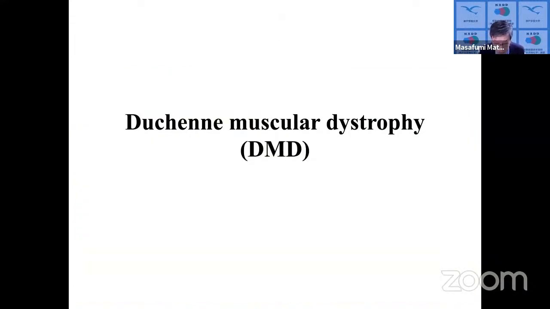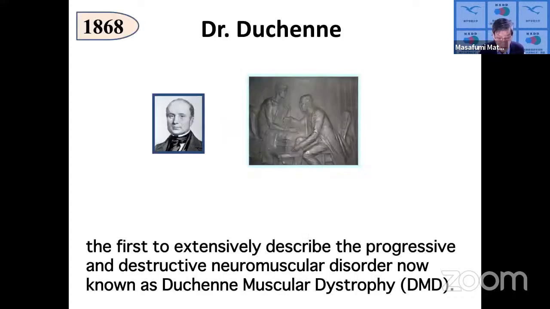What I'm going to tell you about is Duchenne muscular dystrophy. This slide shows Dr. Duchenne, a French neurologist. In 1986, he was the first to extensively describe the progressive and destructive neuromuscular disorder, now known as Duchenne muscular dystrophy, DMD.